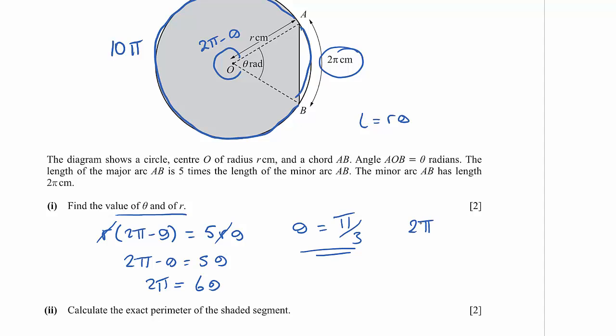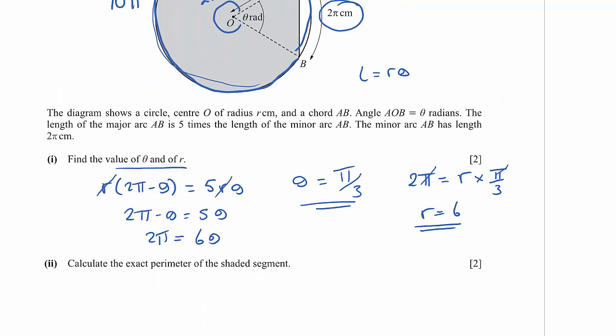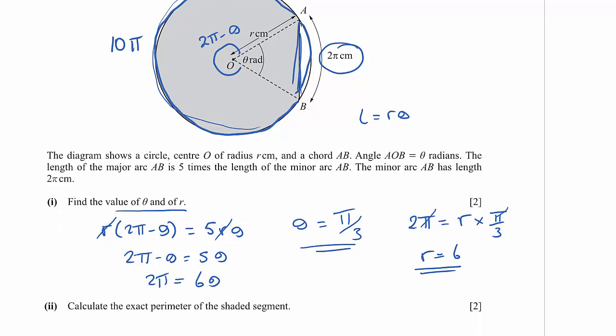So we've got 2 pi is equal to r times pi by 3. And the pi's will cancel off there, and that gives us r equals 6. So theta is pi by 3, r is 6. So now we want to calculate the exact perimeter of the shaded segment. So the perimeter is going to be around the 10 pi and then along the chord here.